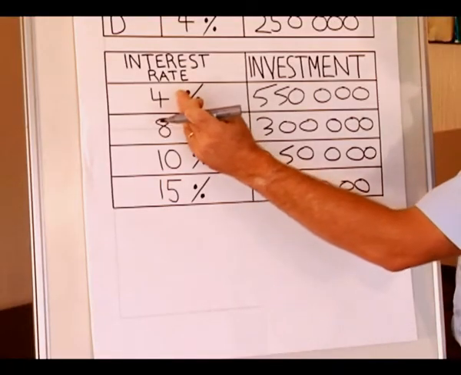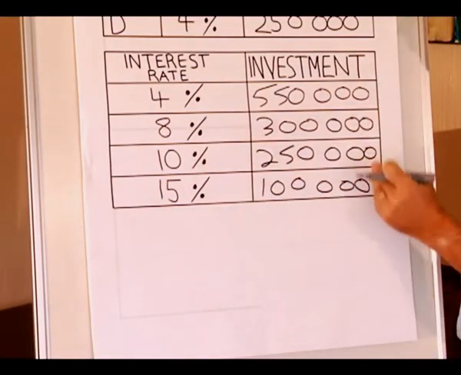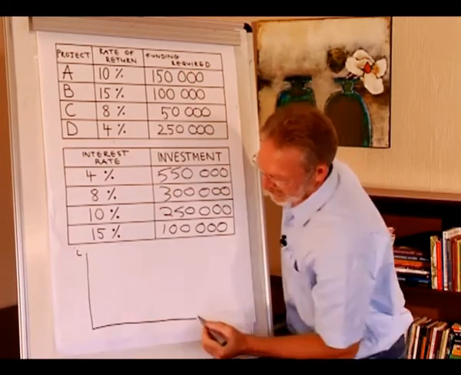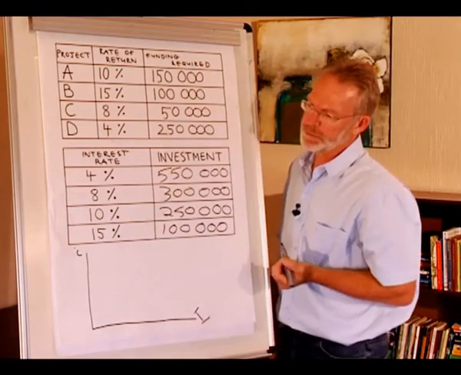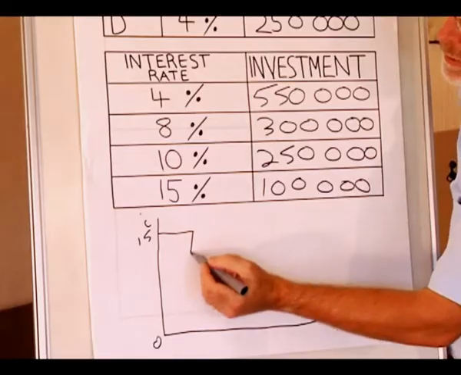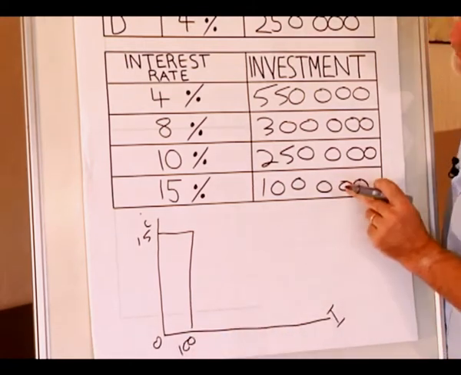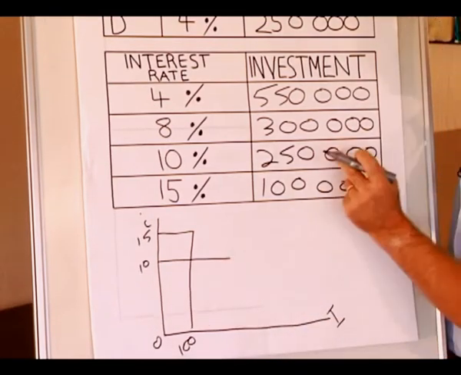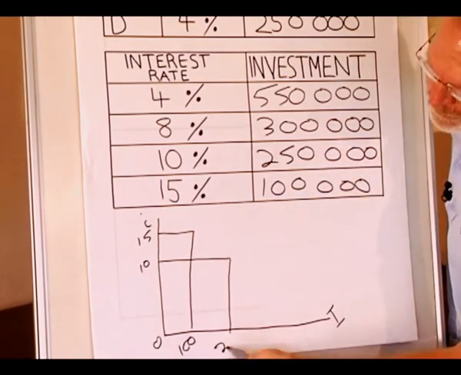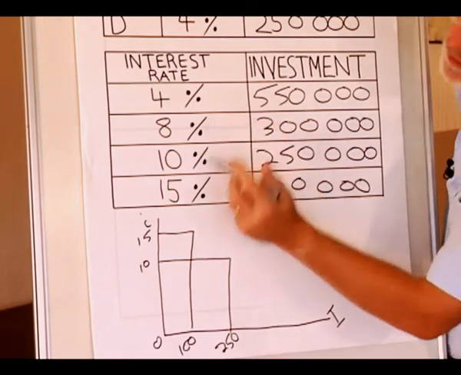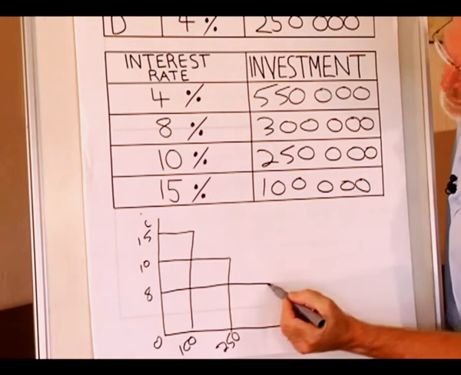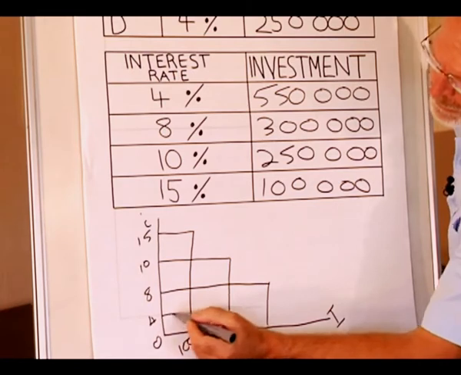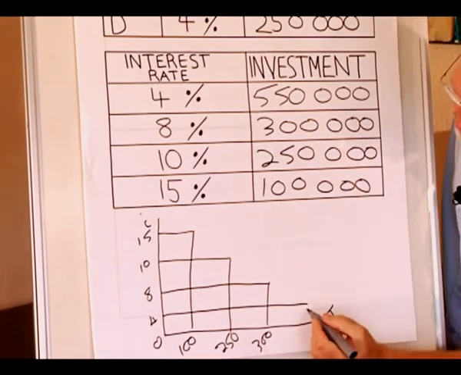We can also show the relationship between interest rate and investment graphically. On the vertical axis, we have the interest rate, the horizontal axis, investment. At an interest rate of 15%, investment is 100,000. At an interest rate of 10%, investment increases to 250,000. At 8%, investment is 300,000, and then at 4%, investment is 550,000.